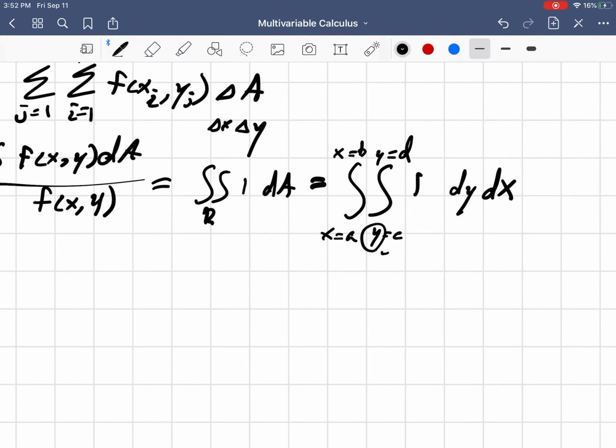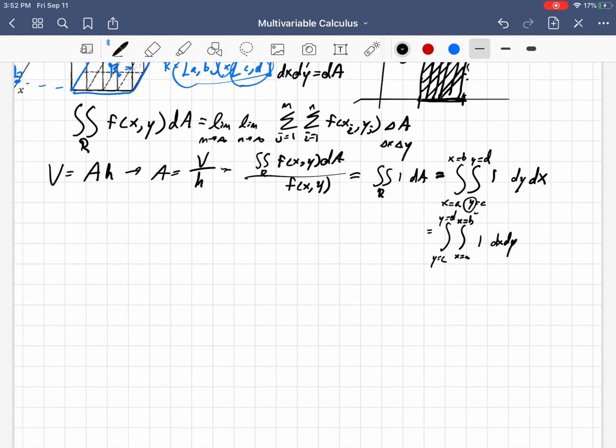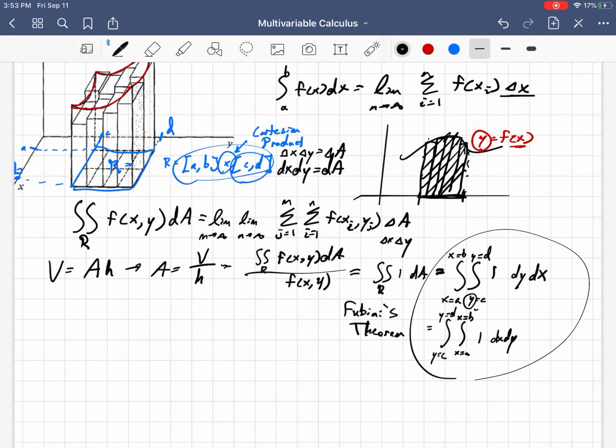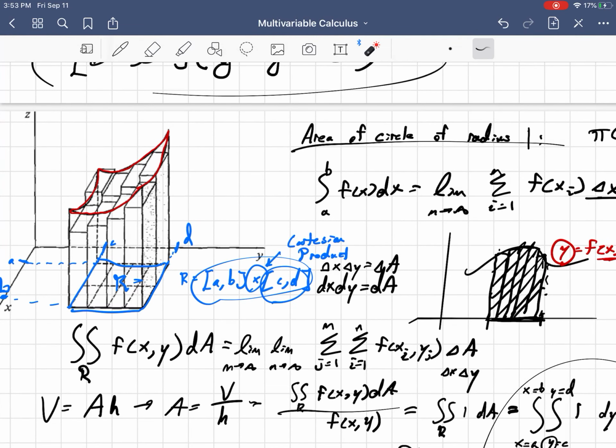Now maybe the thought comes into your mind, well, what if I wrote it as the double integral from y equals c to y equals d, from x equals a to x equals b of 1 dx dy? Well, that's perfectly fine. You can totally do that. In fact, this result here is a special case of what's known as Fubini's theorem. And that just says that if you've got a continuous function, right, and so we're looking at this picture and we're assuming continuity, right?